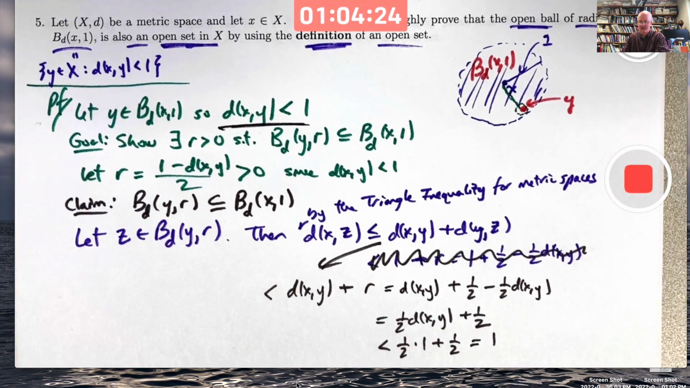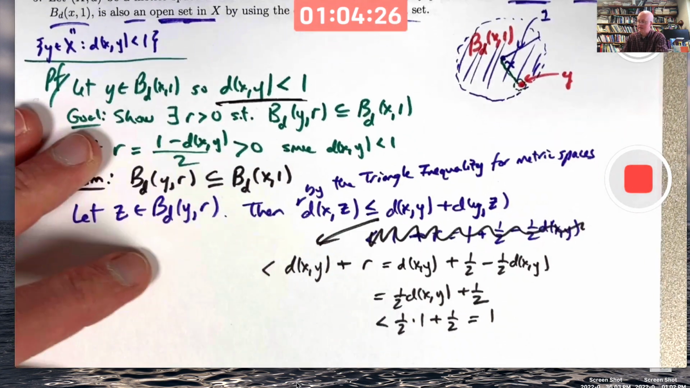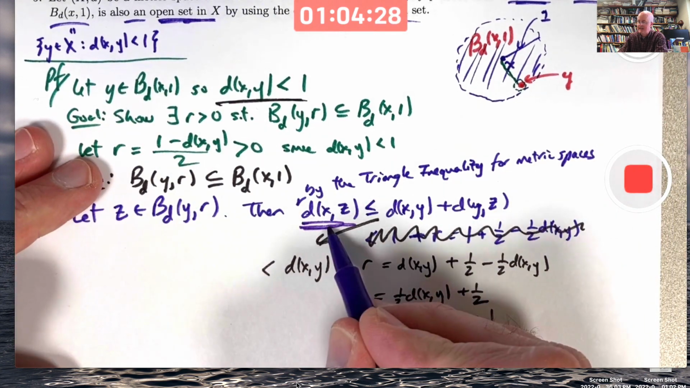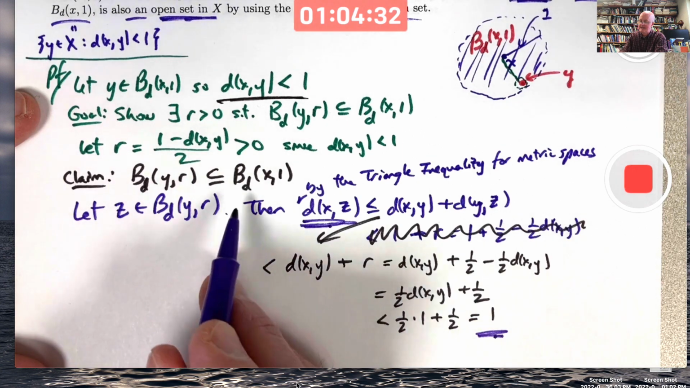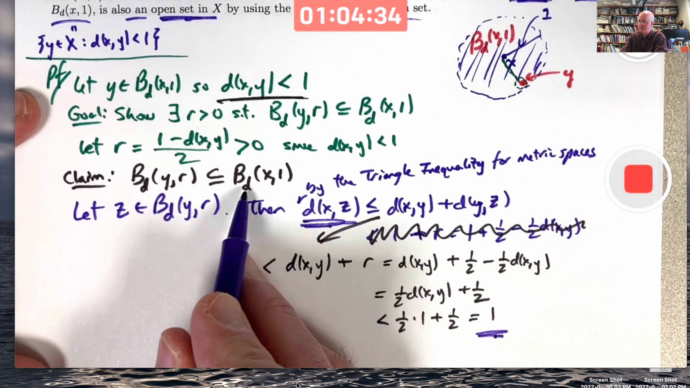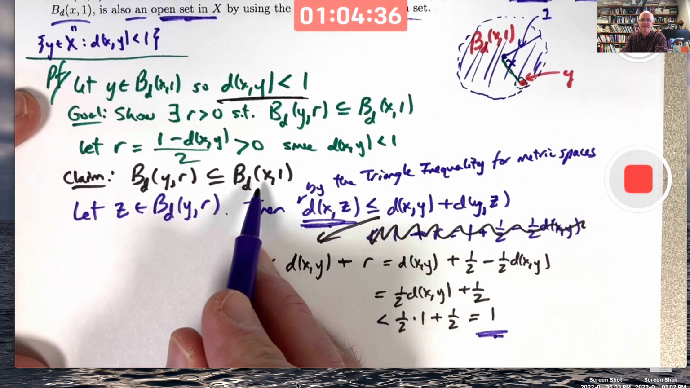So we have done what we set out to do. The distance between x and z is ultimately less than 1. And that means z is an element of the open ball of radius 1 centered at x. We're done.